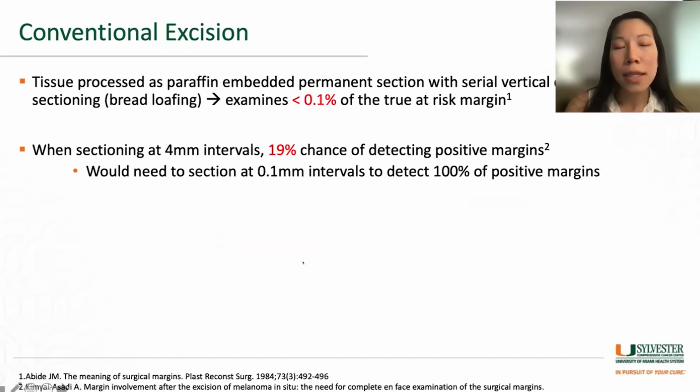So the flaws of conventional excision is that when we do those serial vertical cross sections, or the bread loafing, in studies, we're only actually examining less than 0.1% of the true at-risk margin. So when you're sectioning at those normal intervals, there's a 19% chance of detecting a positive margin. And in an ideal world, we would have to cut at very tiny intervals of 0.1 millimeter in order to detect 100% of the positive margin. So that's where some of the criticisms of conventional excision exist.